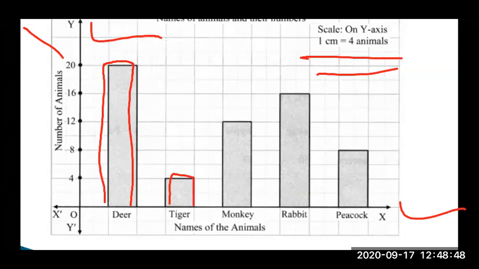The next is monkey. It is of 12. So in front of 12 you are making a bar. Then next is rabbit. That is 16. So here at 16 you are going to make a bar. And the last one is peacock. So peacock is given 8. So here till 8 you will draw a bar.